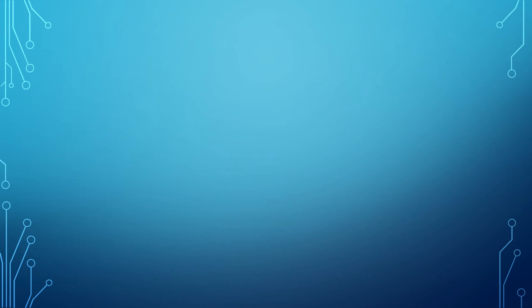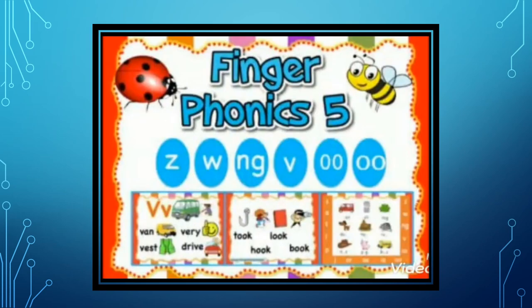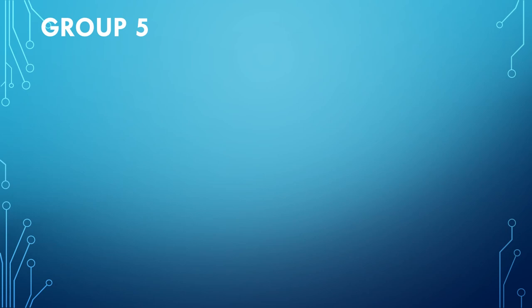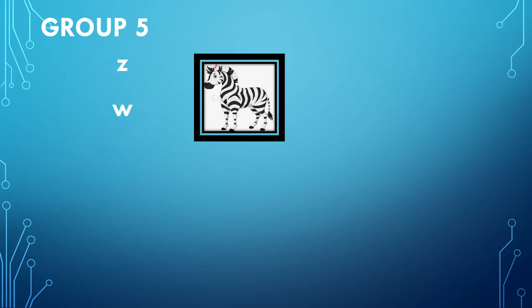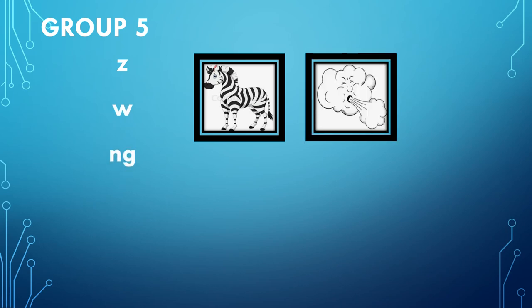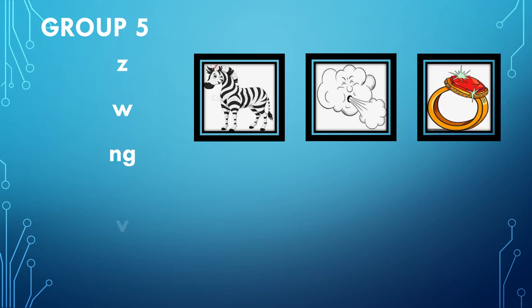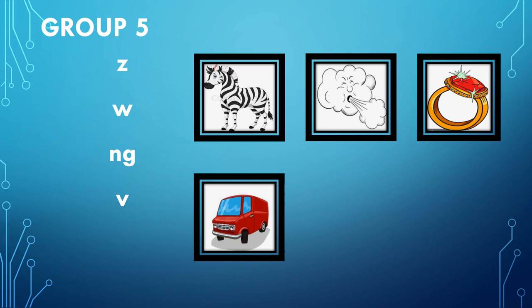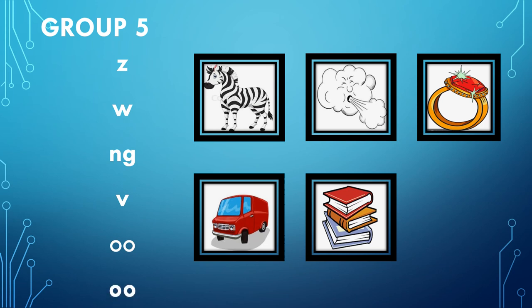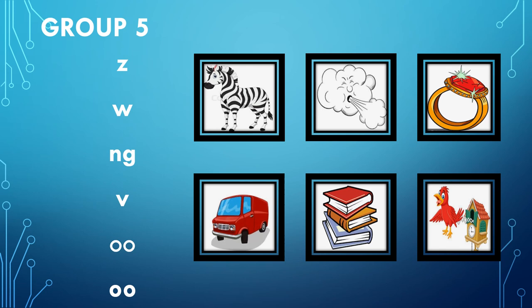So now let's start with Group 5 sounds. Sounds for the letters from Group 5: Z, zebra. W, wind. Ng, ring. V, van. Oo, book. Oo, cuckoo. Sounds from Group 5: Z, W, Ng, V, oo, oo.